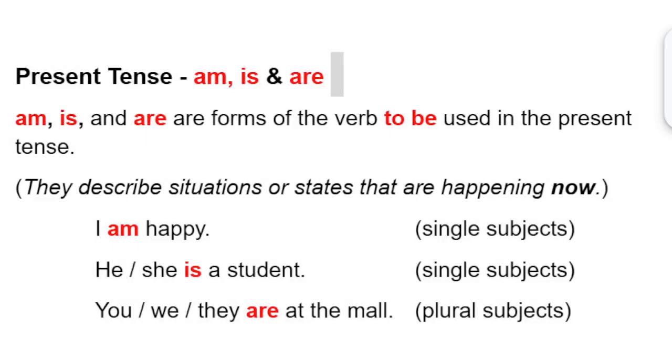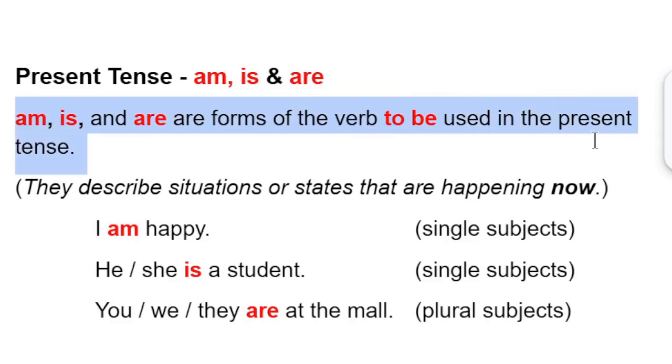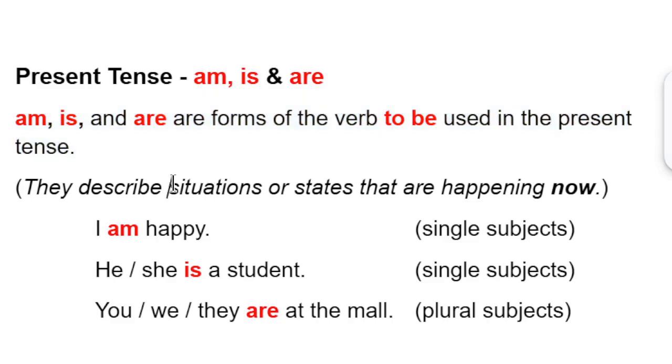The present tense forms of the verb to be are am, is, and are. Am, is, and are are forms of the verb to be used in the simple present tense. They describe situations or states that are happening now. For example, I am happy is used with a single subject, the single subject being I. He, she is a student, also used with single subject pronouns. You, we, they are at the mall. These are used with plural subjects.